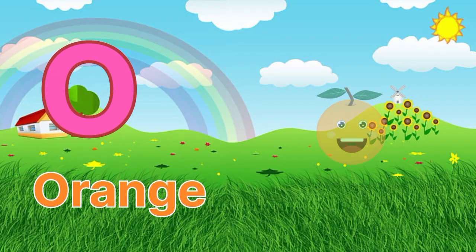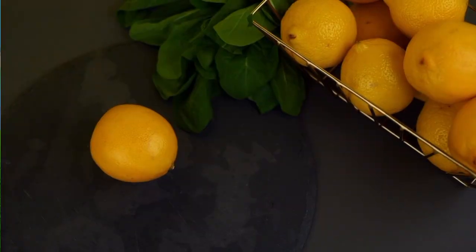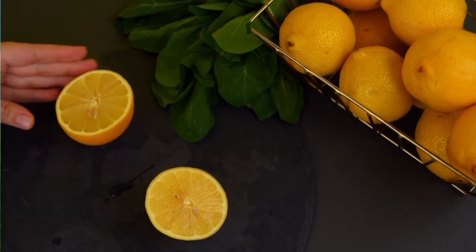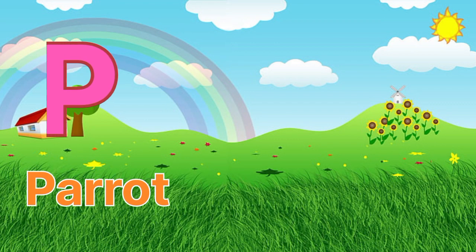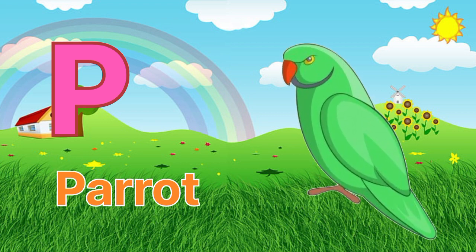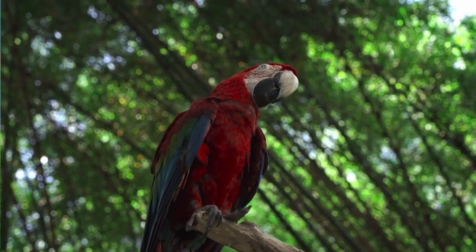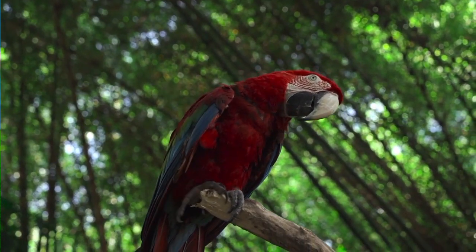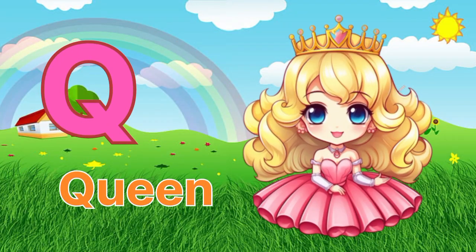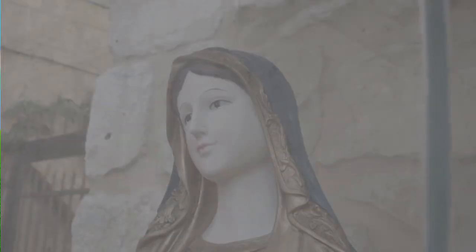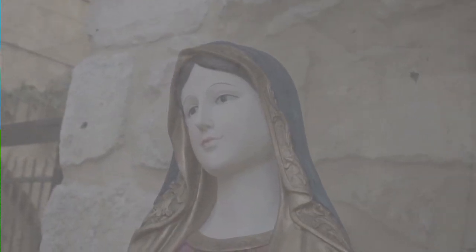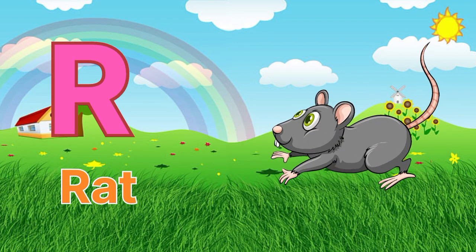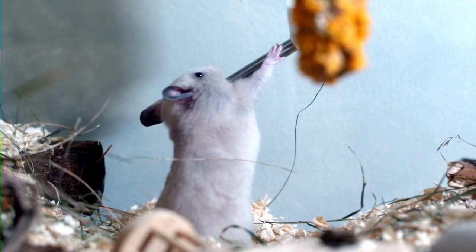O for orange. O for orange. P for parrot. P for parrot. Q for queen. Q for queen. R for rat. R for rat.